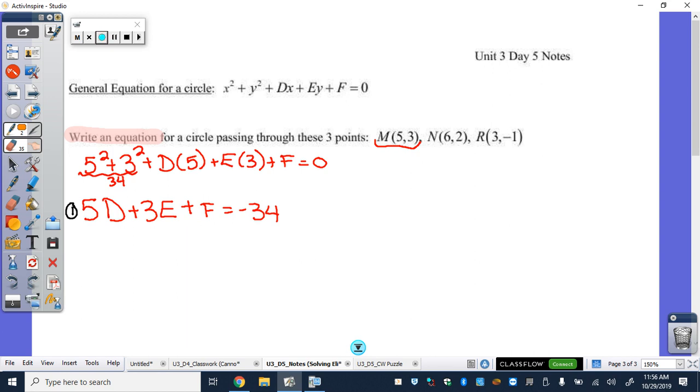So now we have to do that same process again, but now with our second point, the point 6, 2. So I'm going to put 6 in for all of my x's, 2 in for all of my y's.